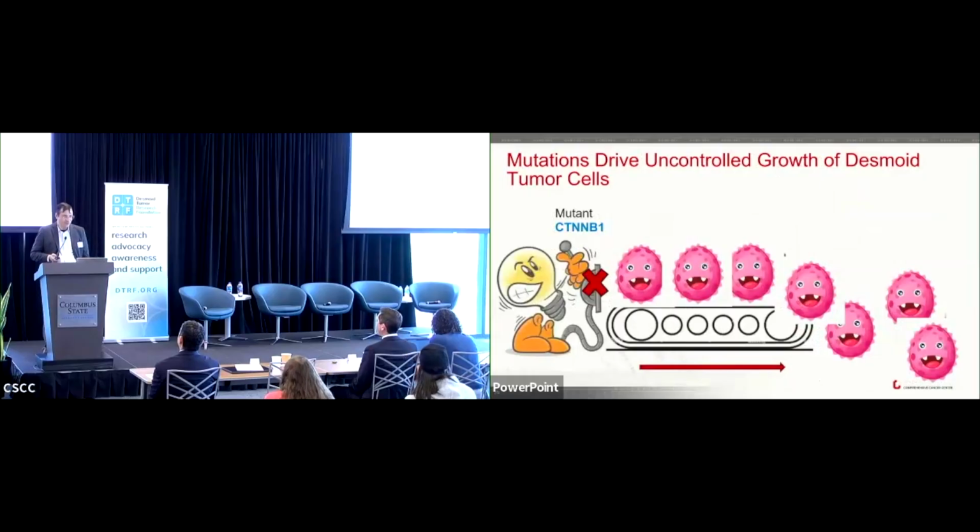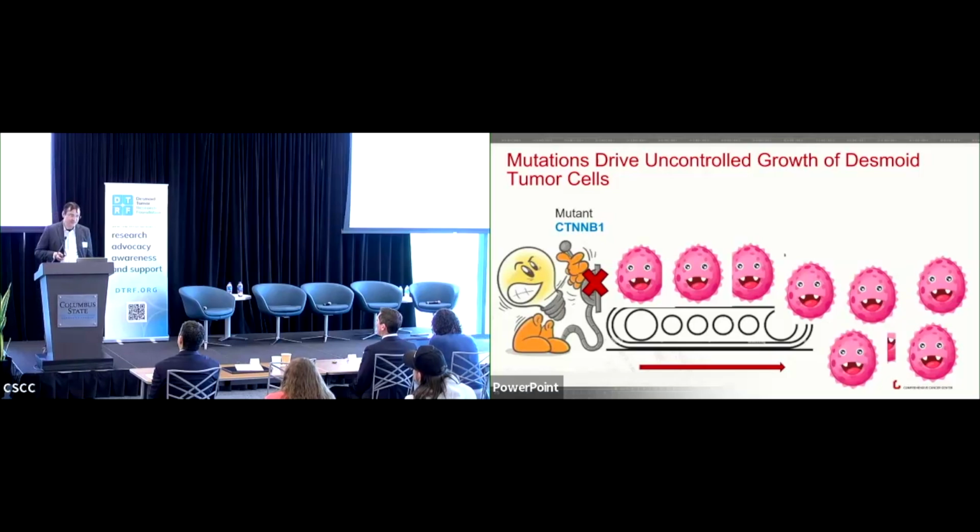So this is, once again, my understanding of how desmoids work, right? So essentially you have this carefully choreographed control system, and essentially your switch is broken. So it's stuck in the on position. You just keep piling up these mutant cells, right? They think they're doing their job, and they're not actually needed.